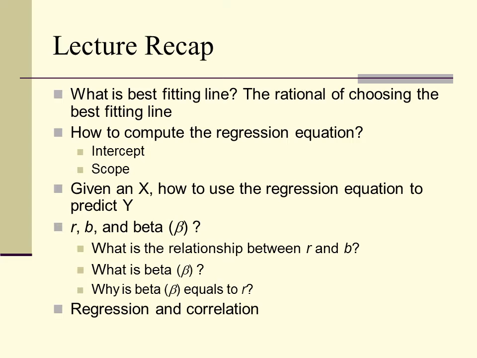To summarize, today we learned what the best fitting line is, and the rationale of choosing this best fitting line. Second, we learned how to compute the regression equation, how to compute the intercept and the slope. Third, we learned how to use the regression equation to predict a Y. Then we focused a lot of attention on the relationships among R, B, and beta. What is the relationship between R and B? What is beta? Why is beta equal to R? Finally, we explained the similarities and differences between regression and correlation.